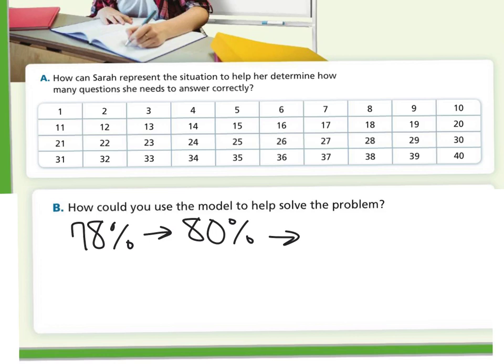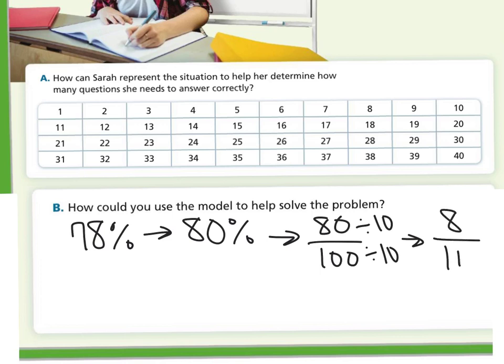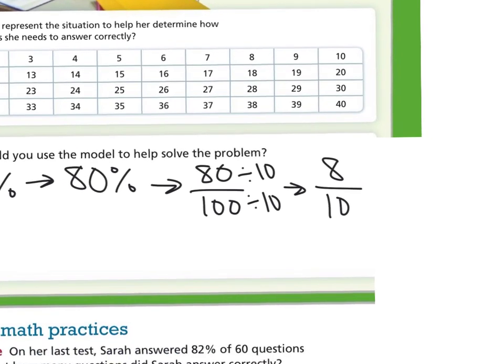As a fraction, 80% would be 80 out of 100. So we could think about it as she would get about 80 out of 100 questions correct. The test, though, doesn't have 100 questions. It has 40 questions, so that's not going to work yet. What we can try to do is reduce this fraction down. Both the numerator and denominator end in zeros, so we can divide both of these by 10. And that would be 8 out of 10.